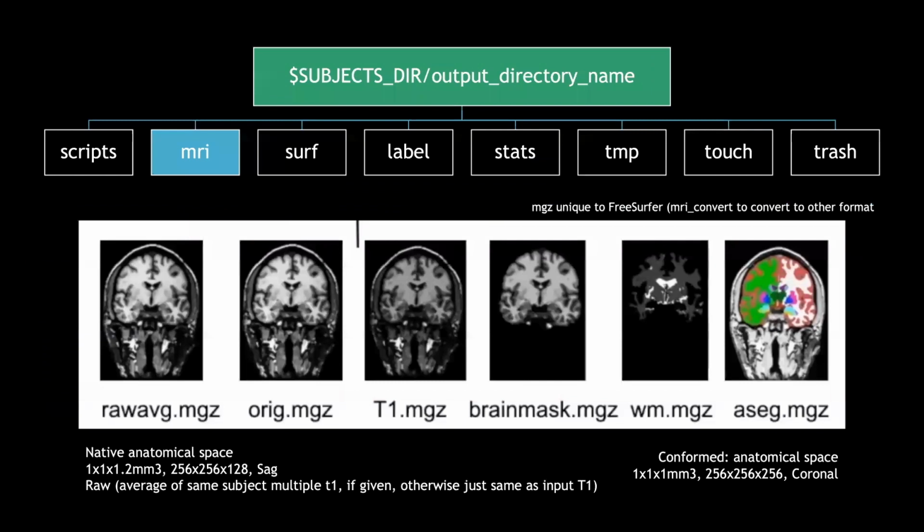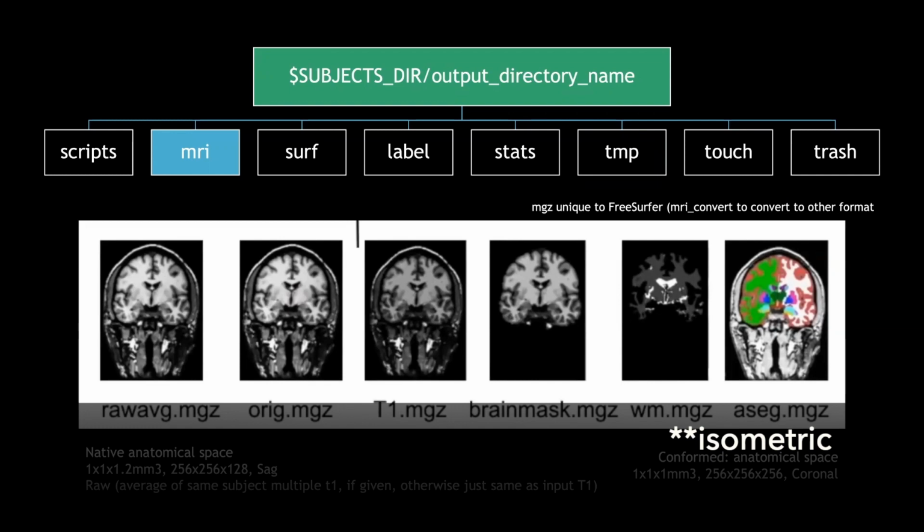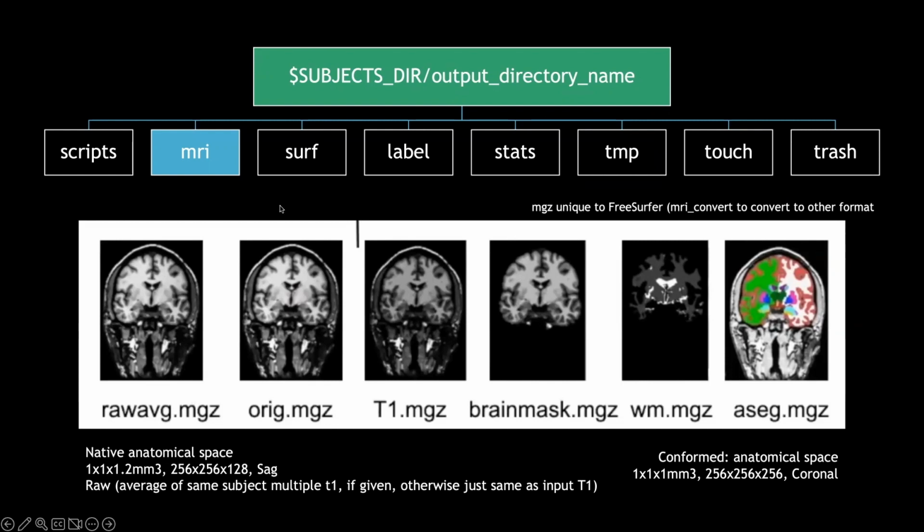The MRI folder contains the MRIs. These MRIs, or volumes, will contain a bunch of different images. The raw average and the orig image or volume are in native anatomical space, so these volumes are going to have the exact same dimensions as the input image that you provided. Whereas the T1, the brain mask, the white matter, and the ASEG will be in a conformed anatomical space, in 1 millimeter isotropic and coronal. This means that these images were normalized into the average space. These images, the T1, the brain mask, the white matter, and the ASEG, will be the most relevant to us, because they are the ones that we're going to be using in the troubleshooting section.